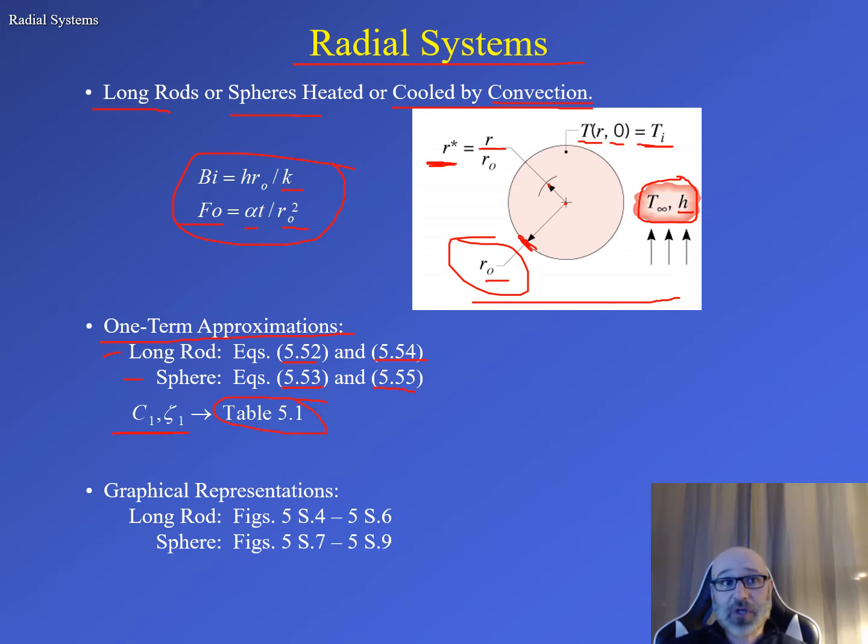And now if we want the graphical representations, we can look at these figures separately for a long rod and a sphere. For the long rod, these are figures 5S4 and 5S6 in our textbook. And for the sphere, it's 5S7 and 5S9 for those graphical representations where we can get those approximations as well.